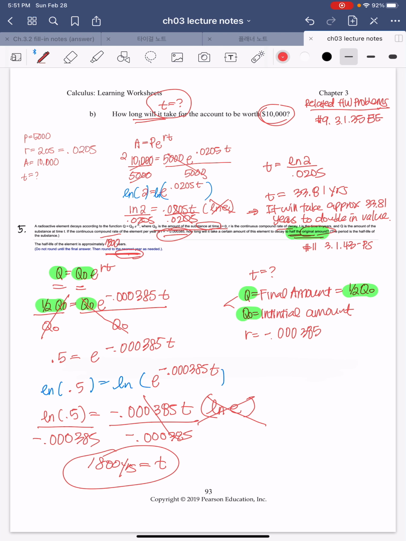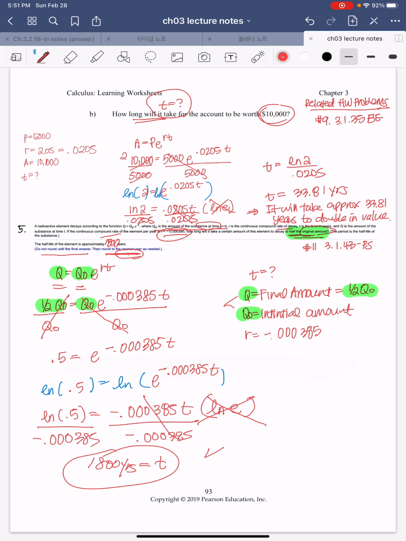Now, notice that I didn't do any rounding until the end. That's what they want you to do. Do not round until the final answer. ln 0.5 is a decimal, but I didn't round it. I just left it as ln 0.5, because if you start rounding too much, your final answer will go off. So any rounding, leave it for the last step.